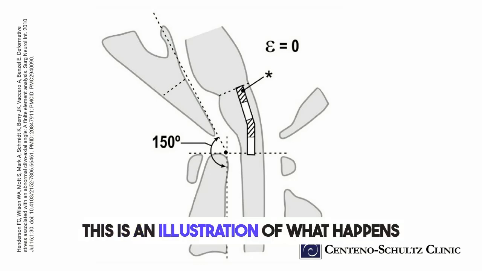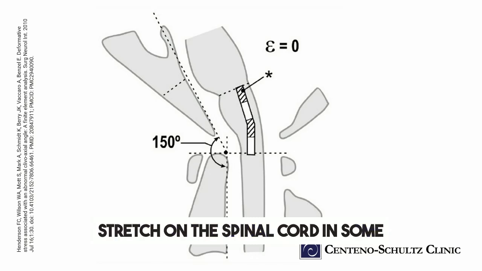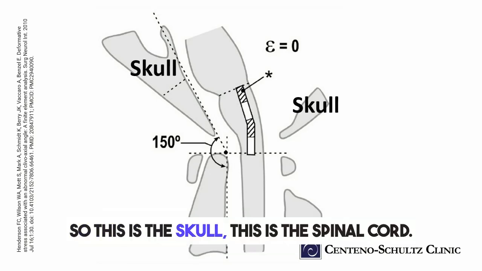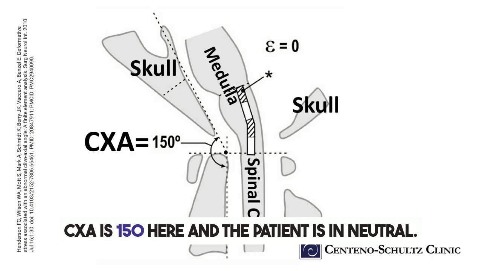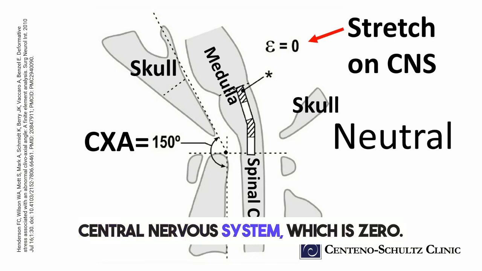This is an illustration of what happens to the CXA, or clivoaxial angle, and stretch on the spinal cord in some patients who have pathology and craniocervical instability. So this is the skull, this is the spinal cord, that's the medulla. CXA is 150 here, and the patient's in neutral, and this is the stretch on the central nervous system, which is 0.